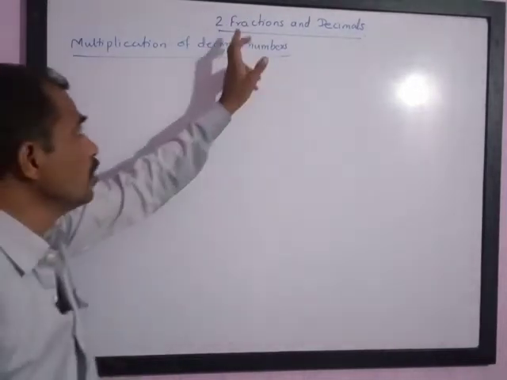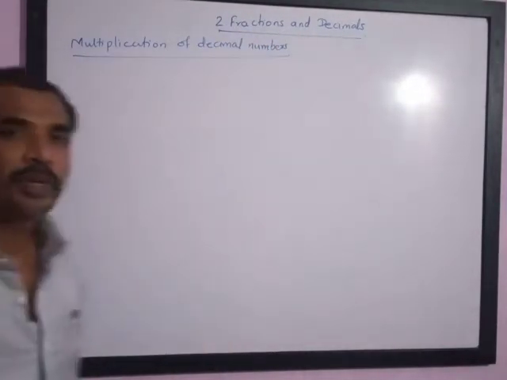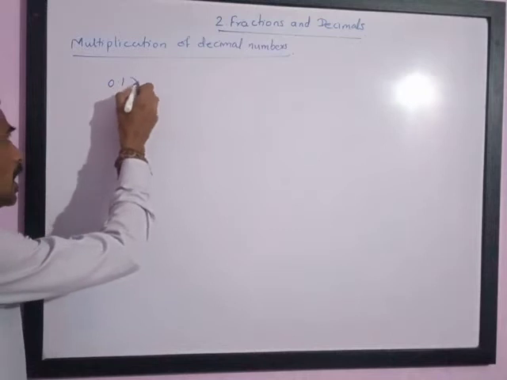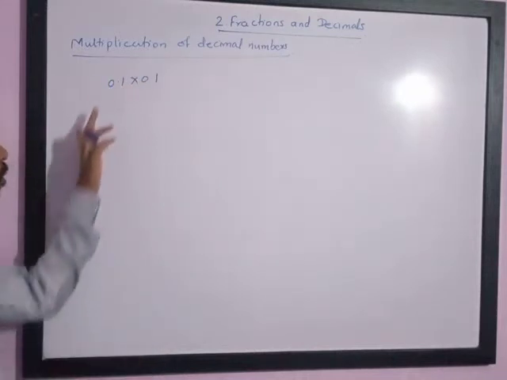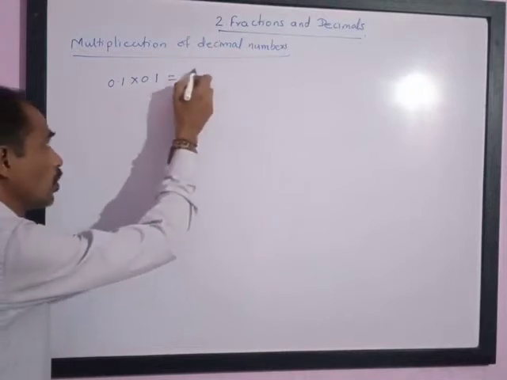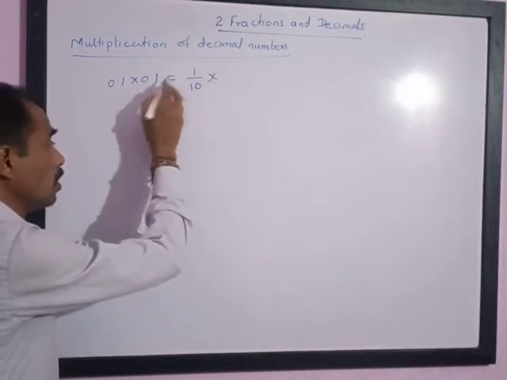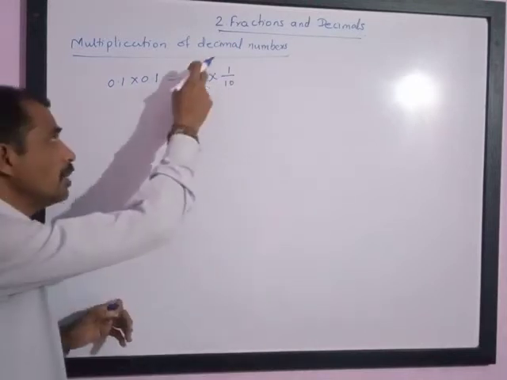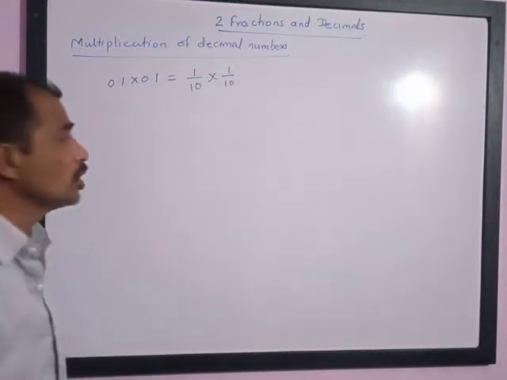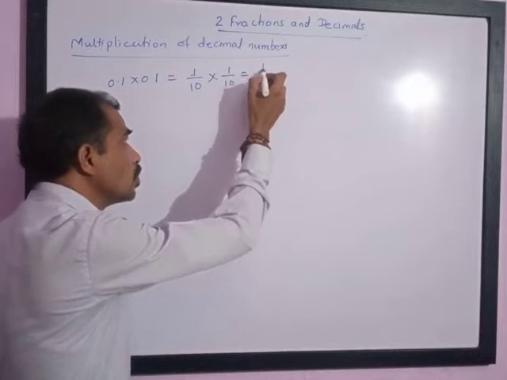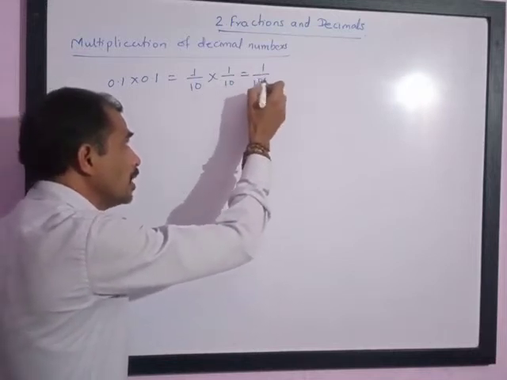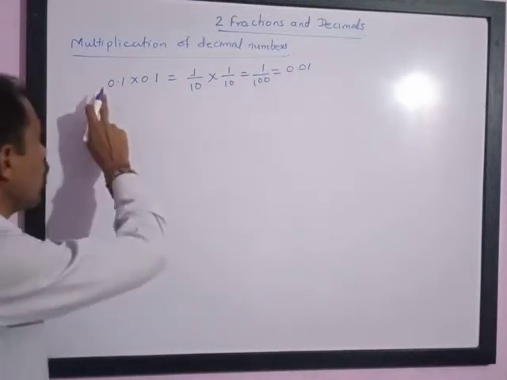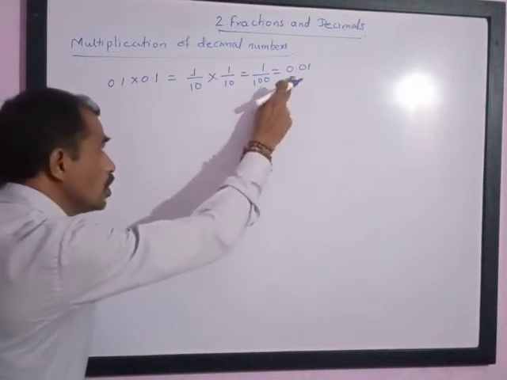Dear students, in fractions and decimals, let us proceed to the next topic, multiplication of decimal numbers. For example, take 0.1 multiplied by 0.1. Now, we know that 0.1 is equal to 1 upon 10, multiplied by again 0.1, which means 1 upon 10. We have just studied how to multiply fractions: numerator multiplies numerator, denominator multiplies denominator. So this is equal to 1 multiplied by 1, answer is 1, and 10 multiplied by 10, answer is 100. If you write this with a decimal point, we will get 0.01. Please understand, 0.1 multiplied by 0.1 is equal to 0.01.